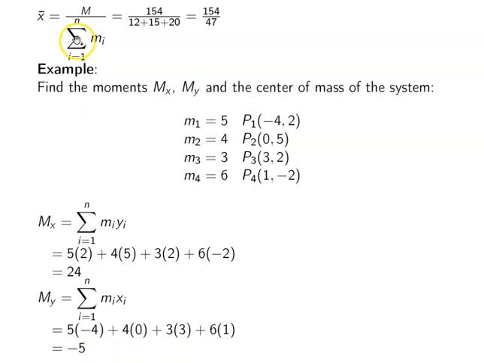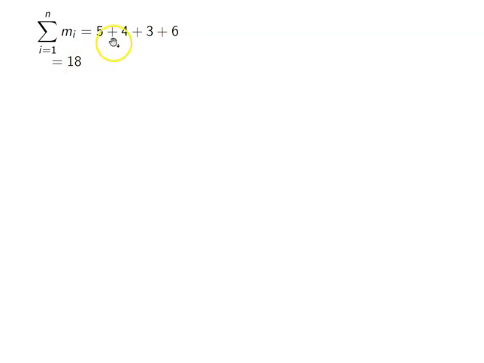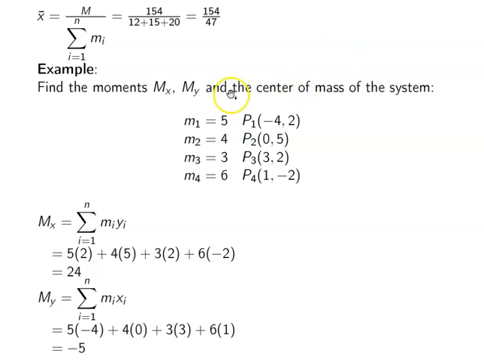The sum of the masses is this 5 plus 4 plus 3 plus 6. Okay, so here we're going to get 18. So we got the 4 and the 6 is 10, 5 and the 3 is 8. So we got 18. And now we have the information to find the rest of the center of mass of the system.